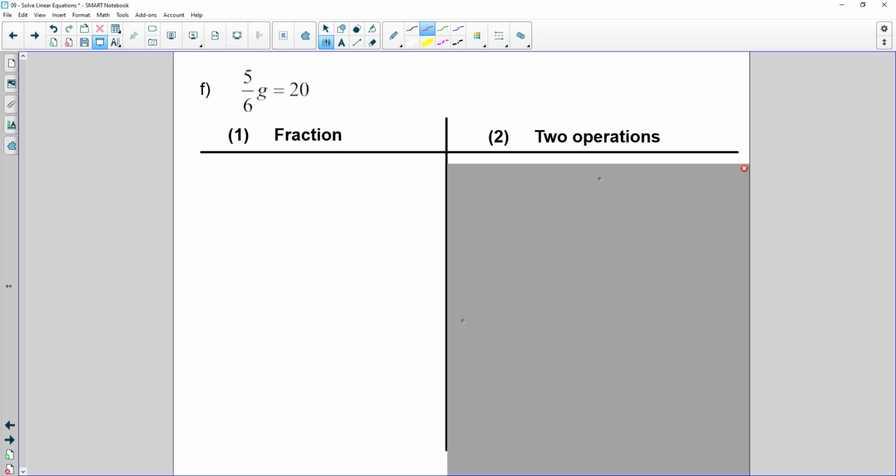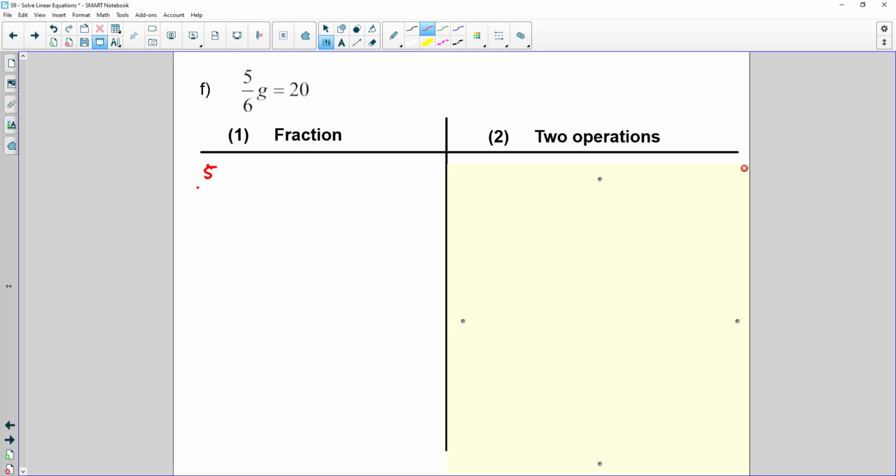So 5 over 6 g equals 20. So what's happening? My coefficient in this case is the fraction 5 over 6. So if the question was just 5g is equal to 20, well then what I would do is I would divide both sides by 5, right? I divide by the coefficient. Well, that's what I'm going to do here. Nothing's going to change. I'm still going to divide by the coefficient.